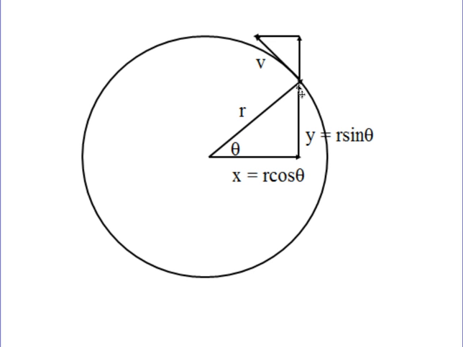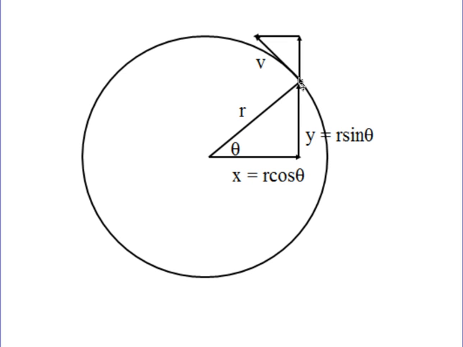So I have an object traveling along the circle at constant speed, and at any moment it's going to be r away from the center, the radius, and it's going to be at some angle theta, and that theta is going to change with time, but at a constant rate as it goes around. So at this time that it's here at this angle theta, its position is going to be given by r cos theta over and r sine theta up.